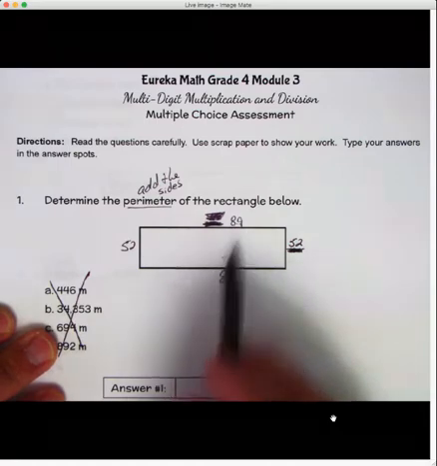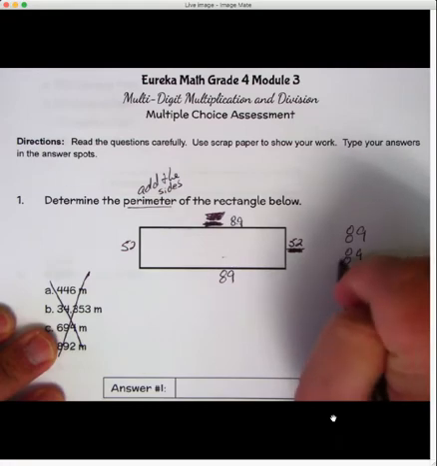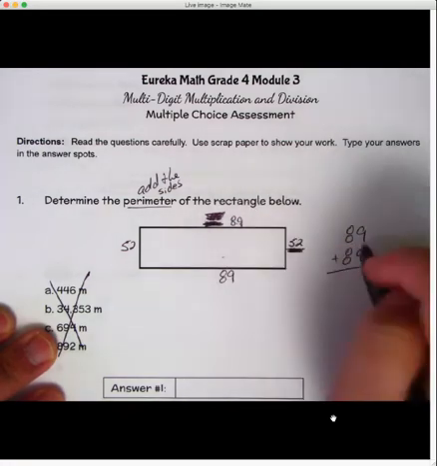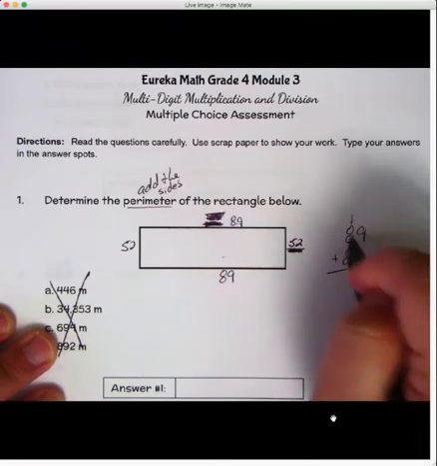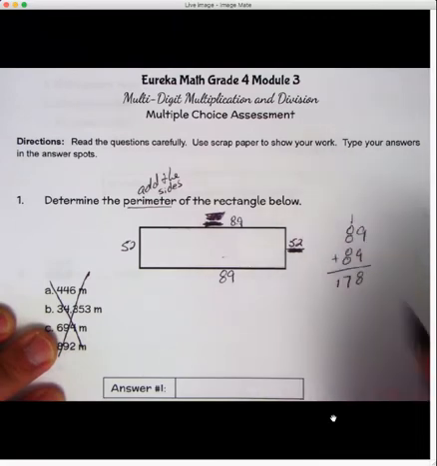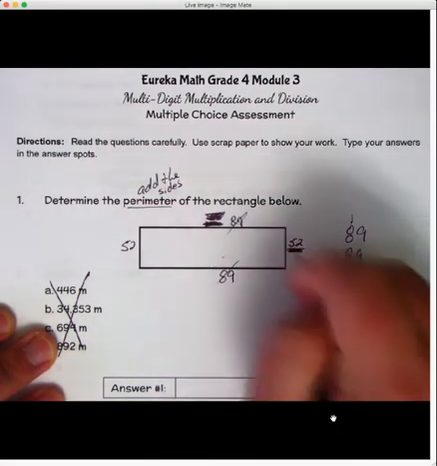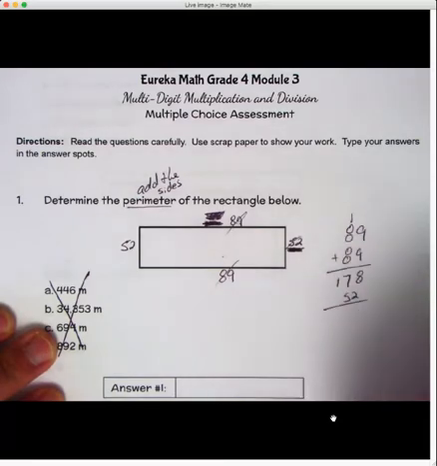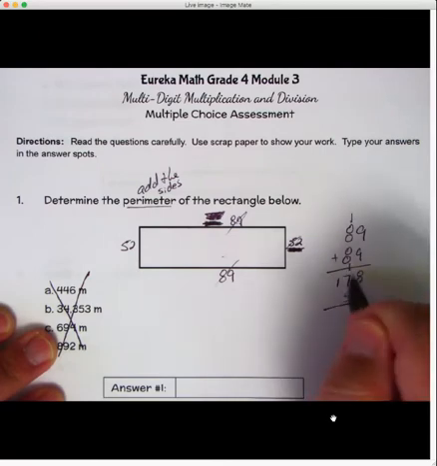So let's add these together. I'm going to pick 2 numbers at a time. I'm going to do the 2 89s first. 89 plus 89 gives me 18. Carry my 1. 1 plus 8 is 9, plus 8 is 17. So these 2 sides I've got added. Let me add a 52 to that. 8 plus 2 is 10. Put my 0 down, carry my 1. 1 plus 7 is 8. Plus 5 is 13. Put my 3 down, carry my 1. 1 plus 1 is 2.